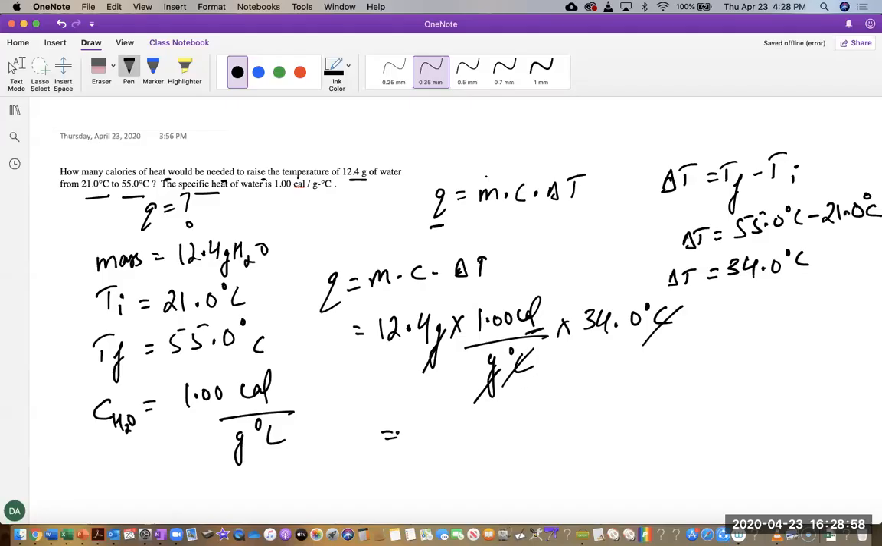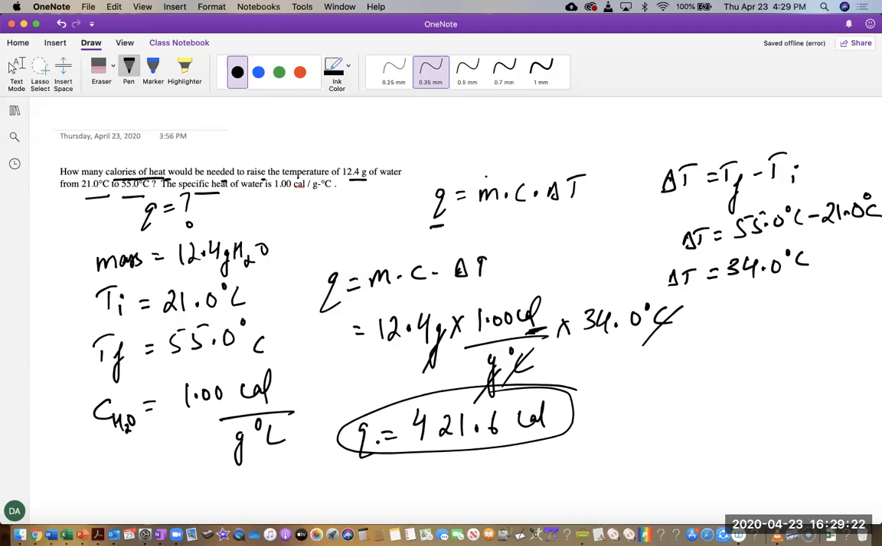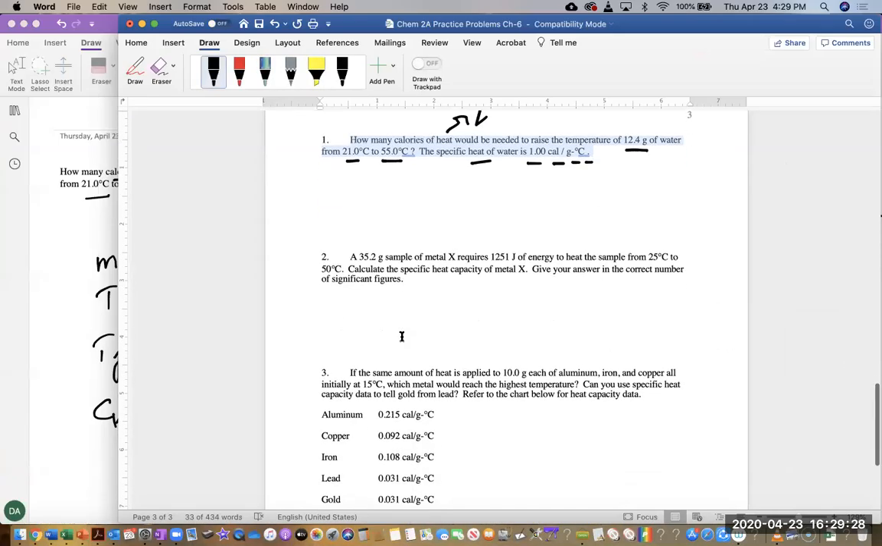So if we take our calculator and do 12.4 times 34, the answer you get is 421.6 calories. That's the unit we're left with, and that's what we actually wanted, calories of heat. So guys, that's your answer. You should expect a question like this on your quiz and your exam, okay? Now let's take another look at one or three more questions that you actually see here.